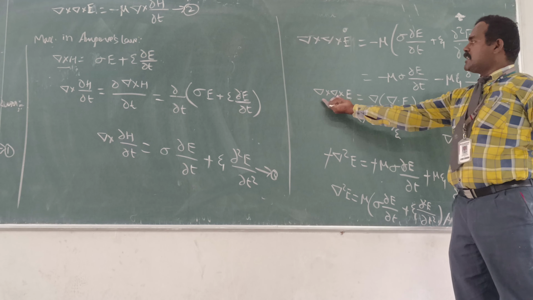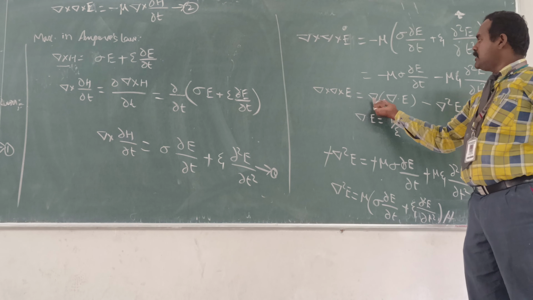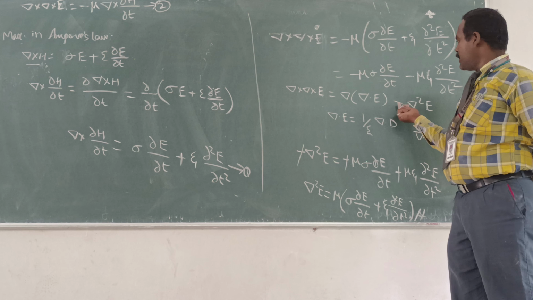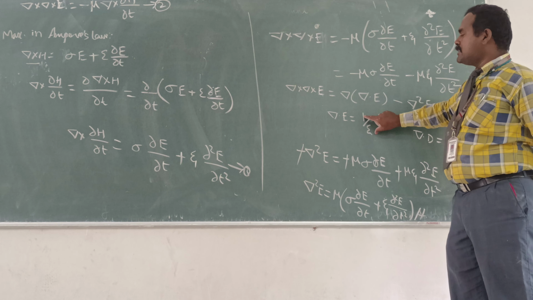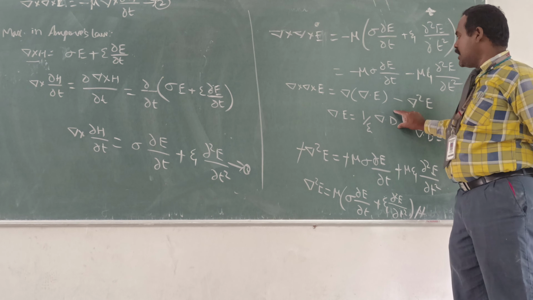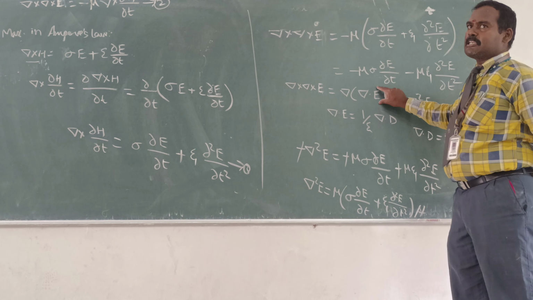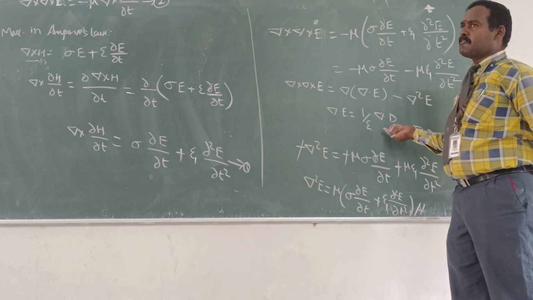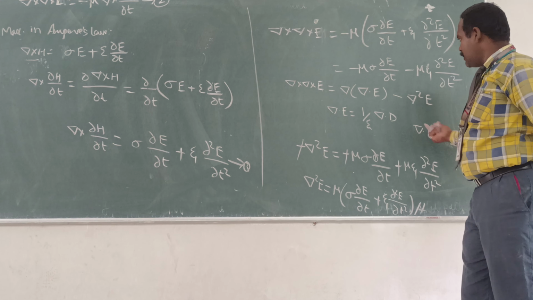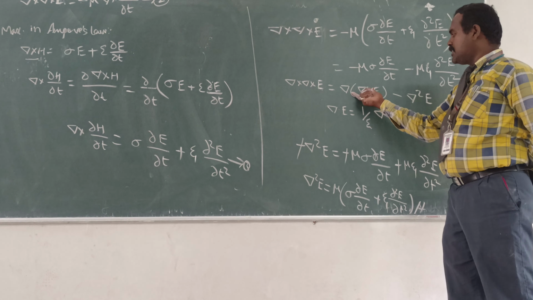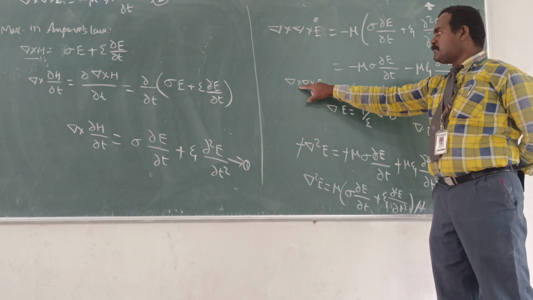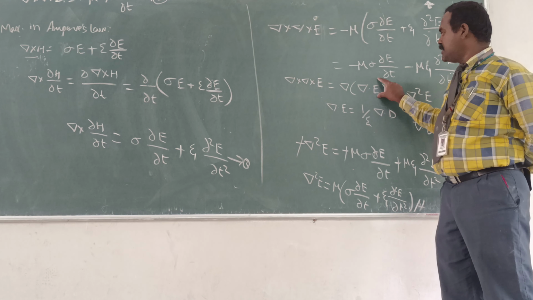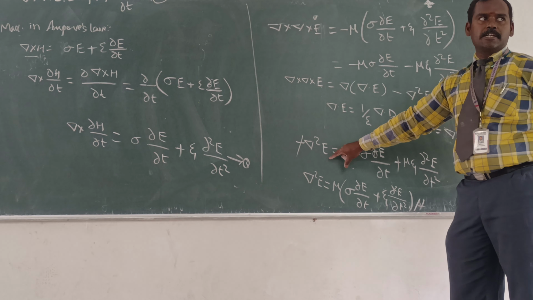We know the identity we already derived or proved: del cross del cross E equals del into del dot E minus del square E. But in the electric field, the divergence of the electric flux density and electric field intensity, del dot D and del dot E, becomes 0. So that term becomes 0, and instead of del cross del cross E, you can write minus del square E alone, because the remaining terms alone will come.